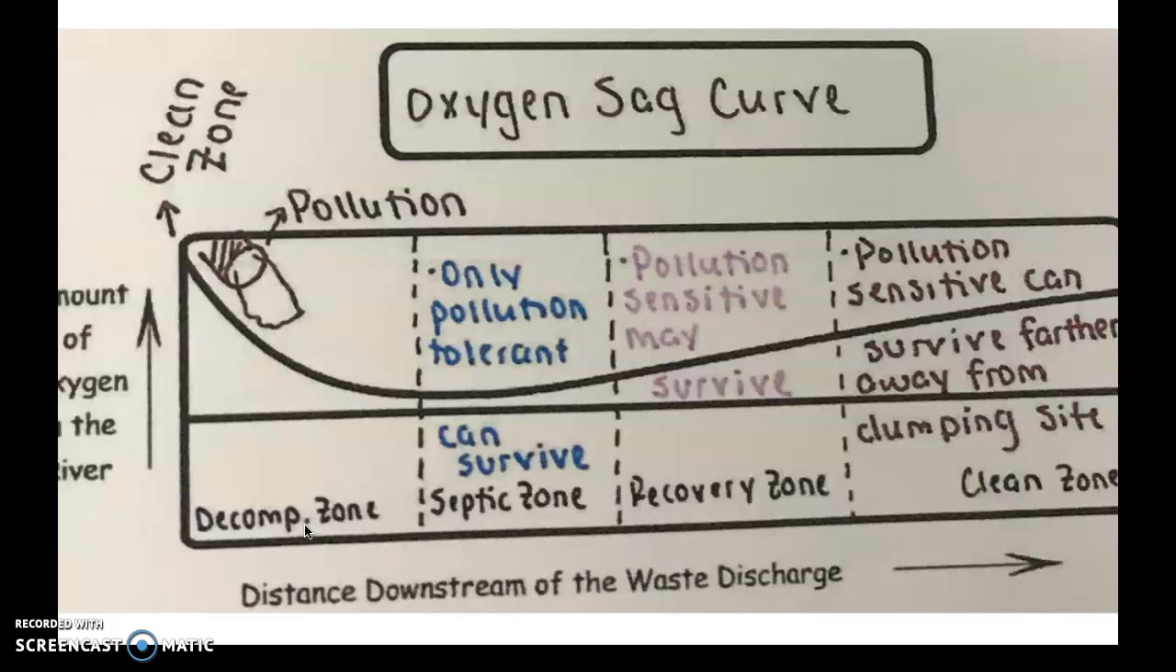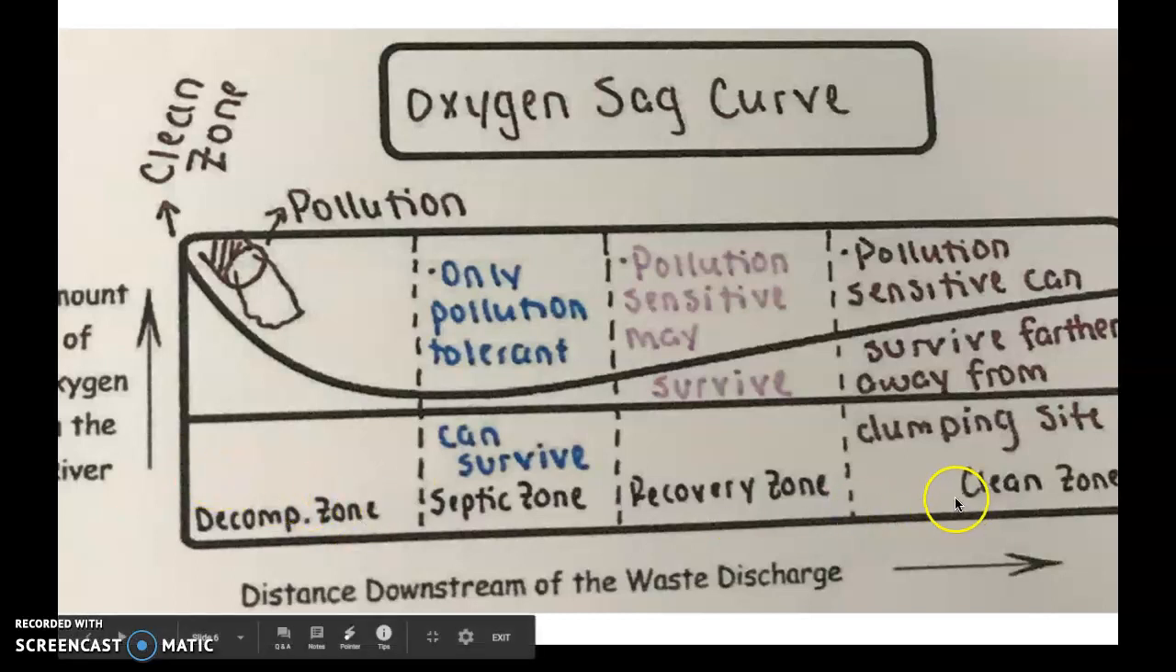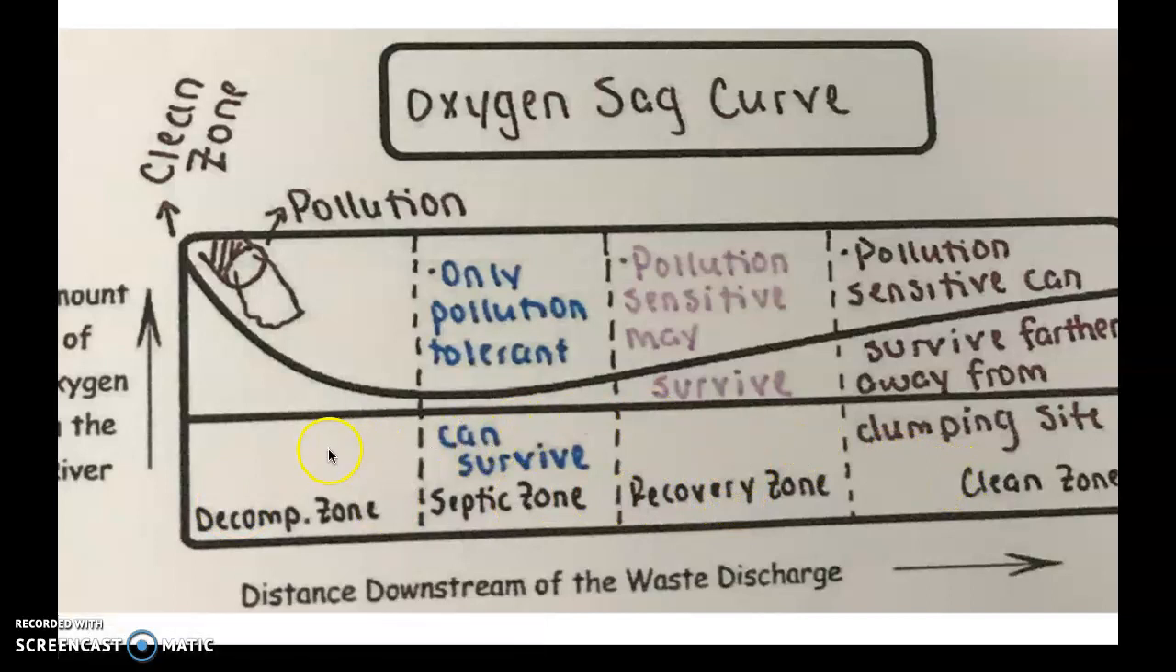So if you're sampling or looking at, say, this is a river, and we took samples here, here, and here, we would be able to identify possibly where the pollutant is coming from. So if I took a sample from right here, I could assume that the pollutant is upstream somewhere, because we are seeing just a few of those pollution sensitive organisms. We'll talk more about this another day though.